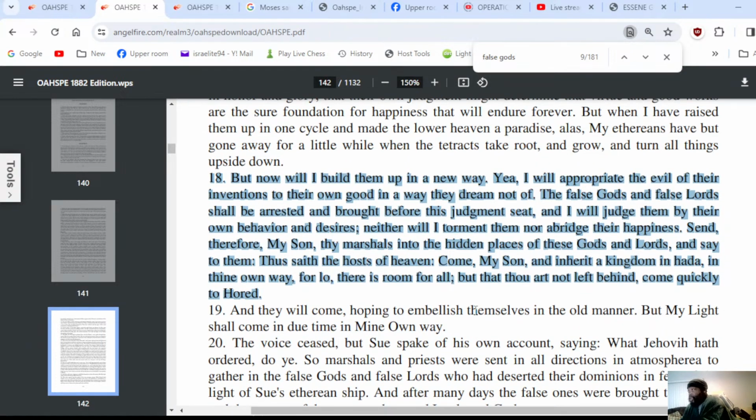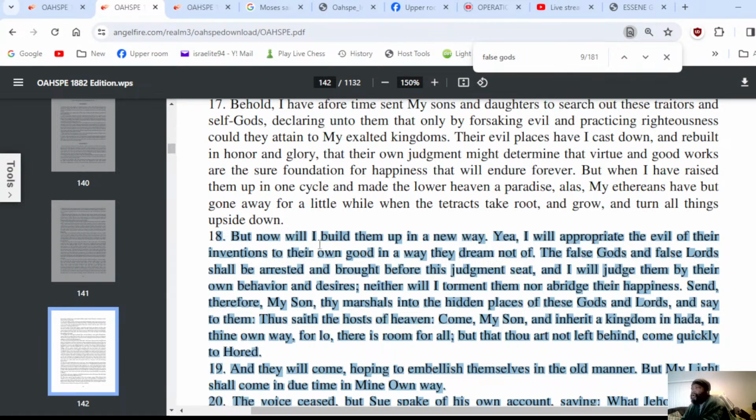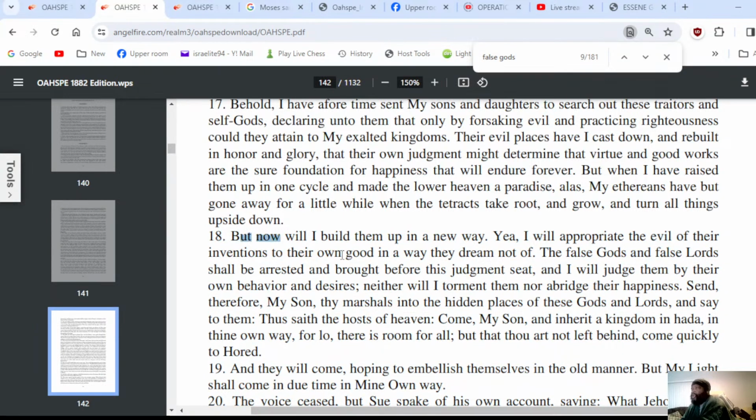So this is confusing. It's like it's saying I'm not going to punish you for the evil you've done, but I'm not going to bless you. Let me see. Now I've got to do some digging here so I can find out what's going on. But now I will build them up in a new way. Yea, I will appropriate the evil of their inventions to their own good in a way they dreamed not of. He's going to turn what was evil to good, whatever's being done here.